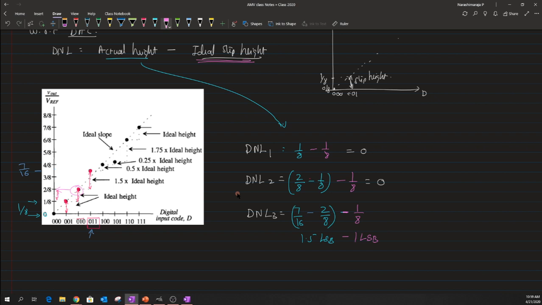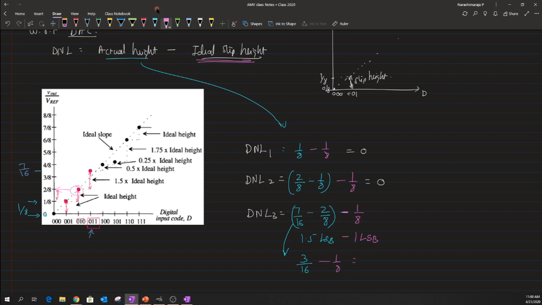So the end result of this is basically equal to, I guess, I have to do some algebra. Which is basically 3 by 16, minus this 1 by 8. So 1 by 8 is again our ideal step height.